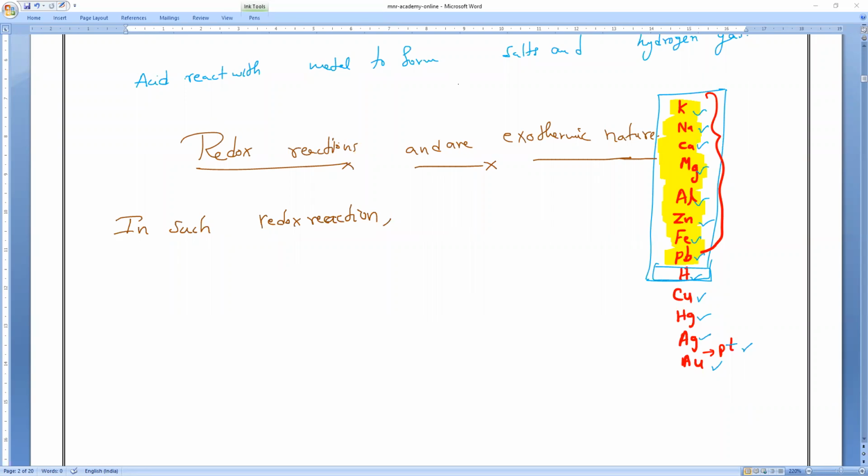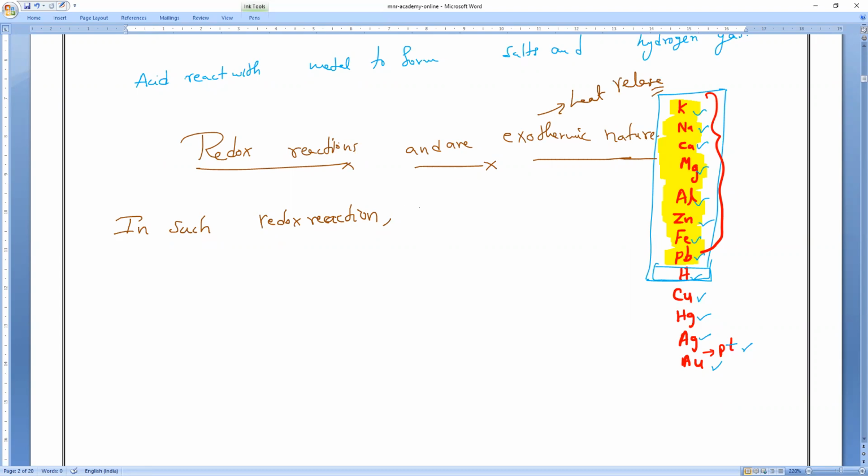Exothermic means what, guys? Heat will absorb or heat will release? Heat will release. Two words you cannot remember. Exothermic means heat will release. Endothermic means heat will absorb.